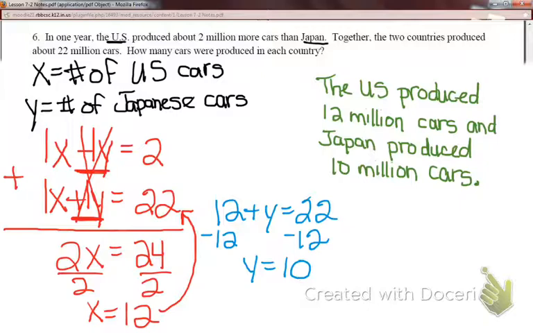So because they were both given to us in millions, during the problem I didn't need to put all those zeros. But in my sentence, I need to make sure the reader understands that it's 12 million cars and 10 million cars. So we bring those labels back. Okay, one more problem to practice using elimination by adding or subtracting the equations together.